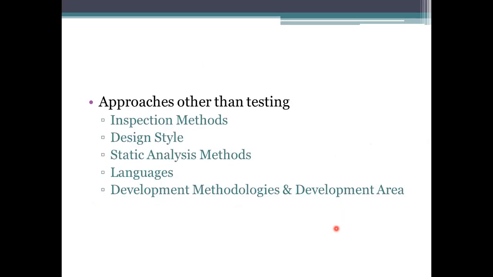And coming to testing, when we are dealing with testing, it is not the only way to find errors or bugs or any issue with your programs or with our projects. These are the approaches we consider other than testing. So here the first one is the inspection methods. Inspection methods means that it could be done in a manual way.